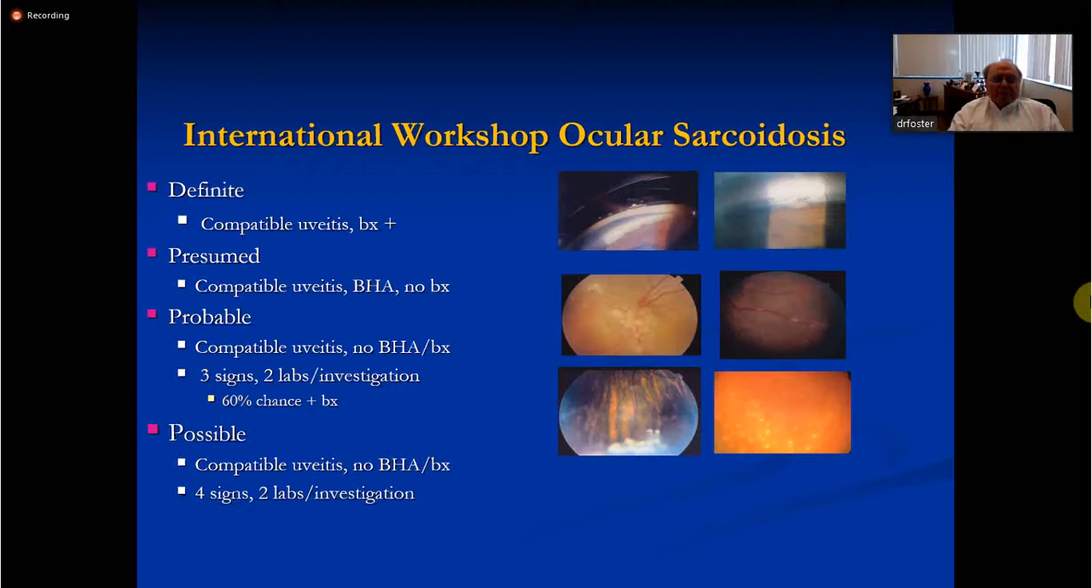A definite diagnosis of sarcoid can be made in a person who has posterior uveitis and a positive biopsy of the conjunctiva or the lung. Presumed sarcoid can be based on the presence of uveitis plus bilateral hilar adenopathy in the absence of a biopsy.